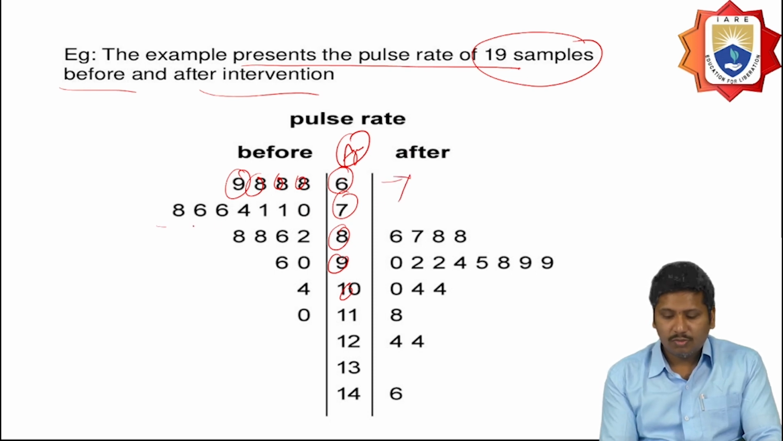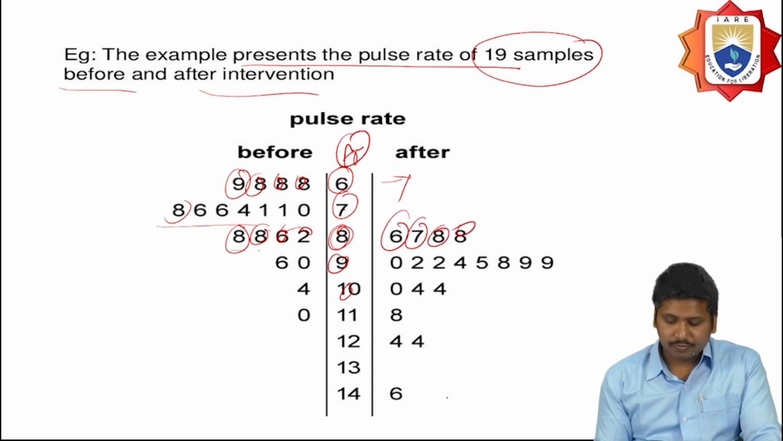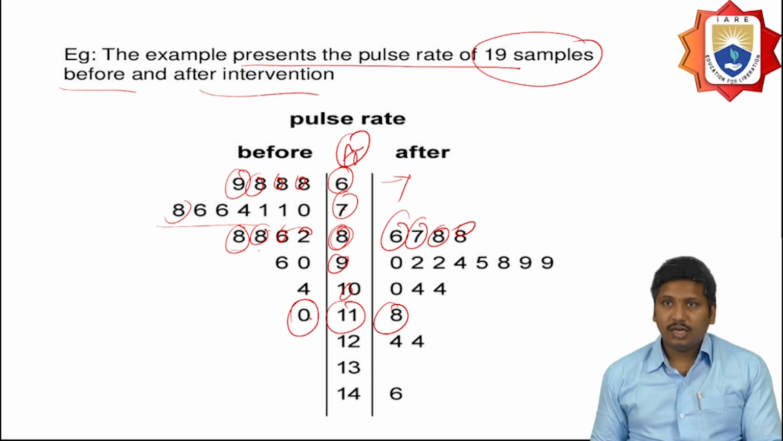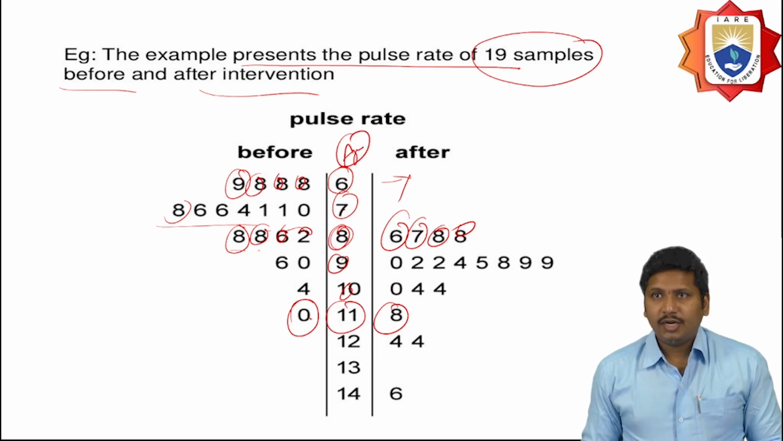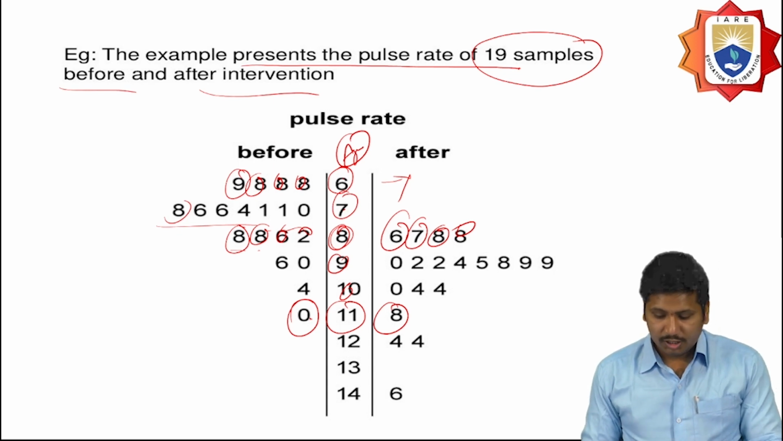So similarly at the age of 7, what should be the pulse rate? Before that it is 8862. Now after it will become 6788. Now similarly at the age of 11, what should the pulse rate be? Before it is 0, but after it is 11. So this is one of the best examples of representing the stem and leaf, where I can represent 19 samples before and after intervention, right?